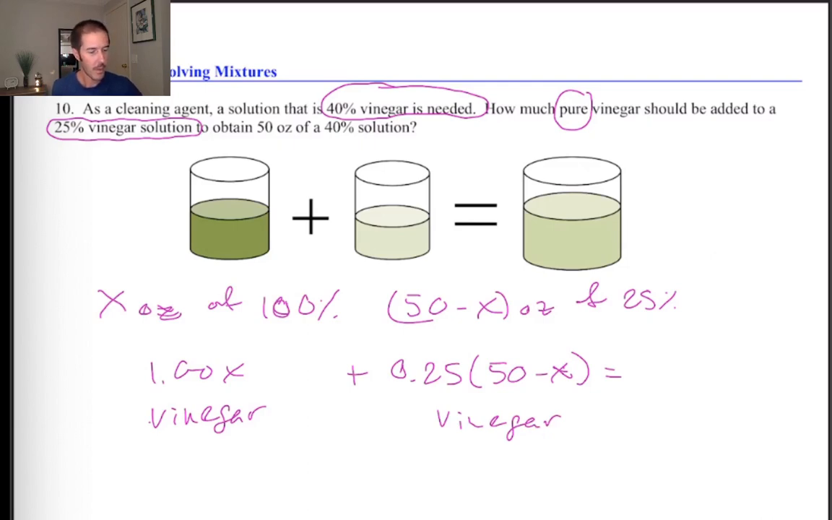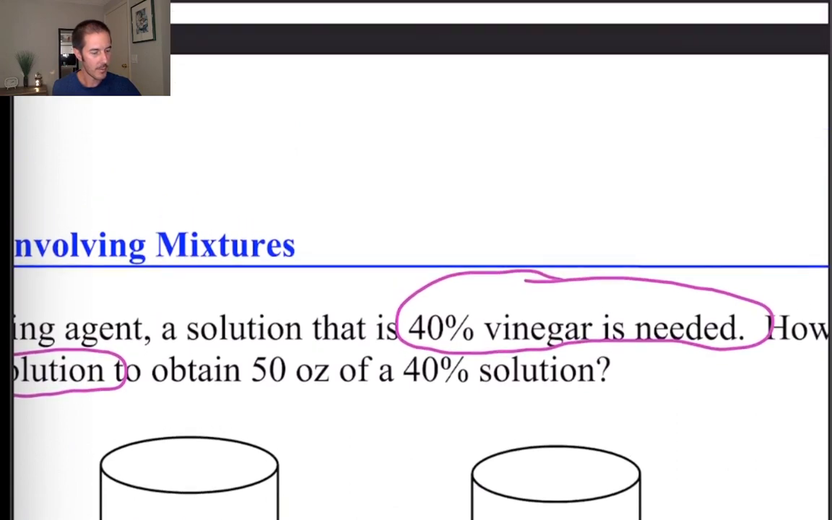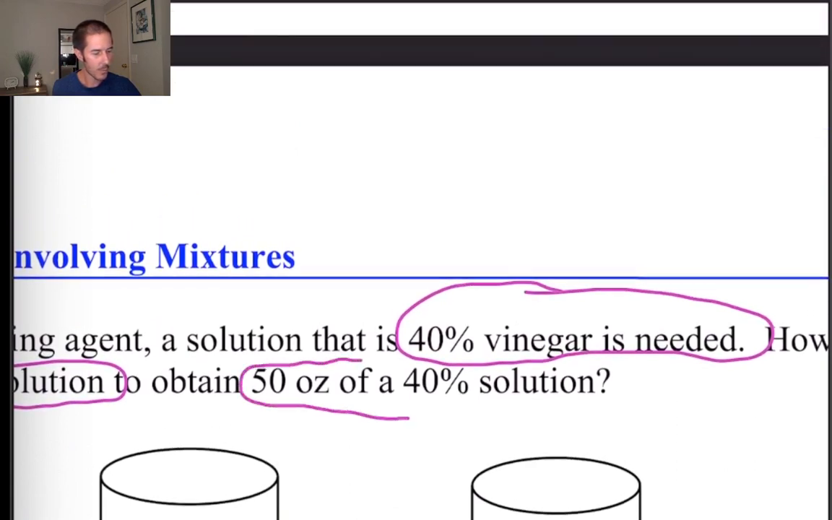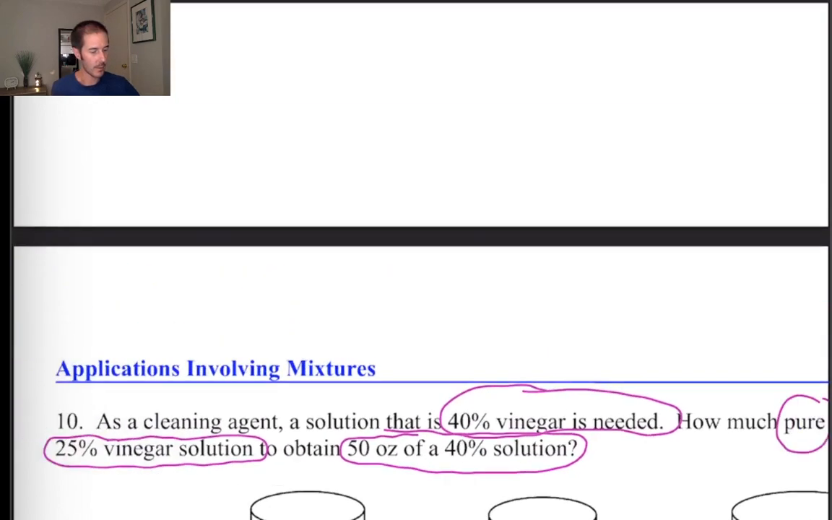Now, yes, the problem tells us that we have 50 ounces of a 40% solution. What does that mean? It means you've got a 50-ounce container, whatever that looks like. It's a jar or a spray bottle or something. And inside those 50 ounces in your spray bottle, is that pure vinegar? No. Some of it's probably water. Only 40% of it is pure vinegar.